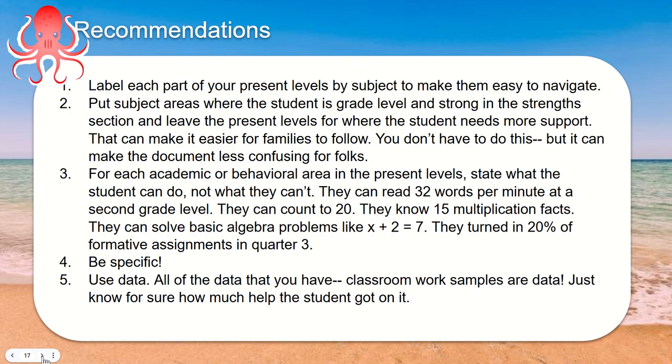So bottom line, here are my recommendations for New Hampshire present levels based on what has seemed to work well here. I label each section of my present levels by subject to make them easy to navigate. I don't put things where the kid's really good in the present level section. So if the child is reading at grade level, I will put that in the strength section, and I'll put in some information about how great a reader that student is and how they're working at grade level.